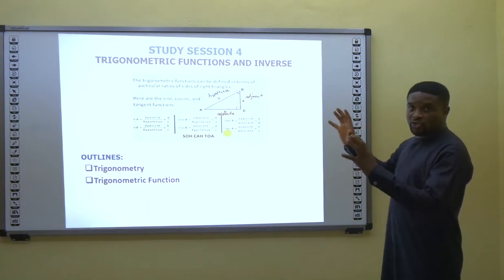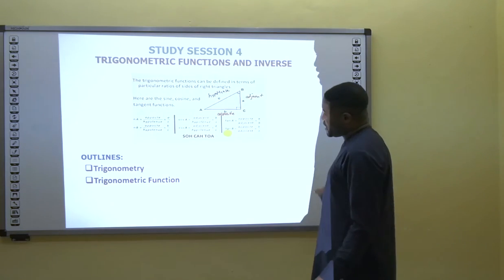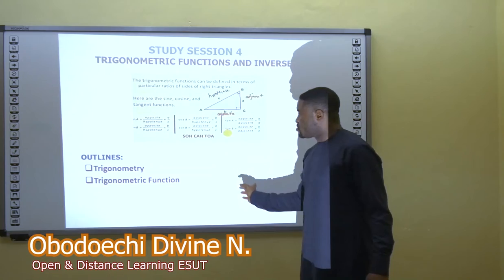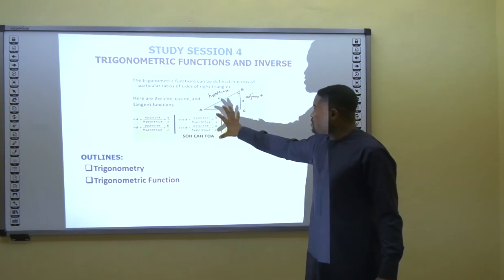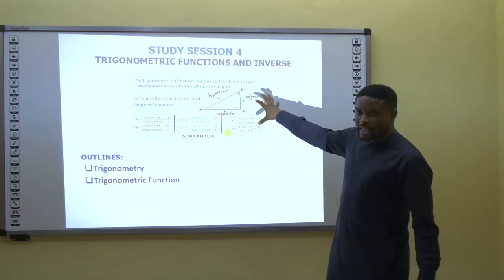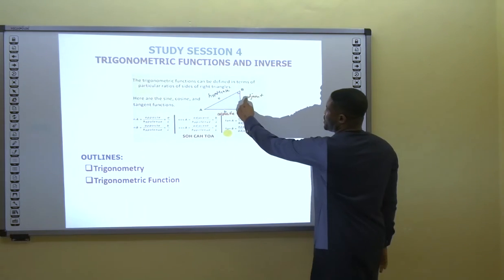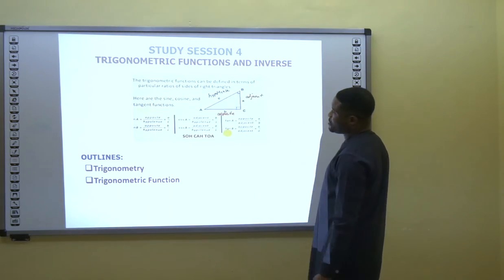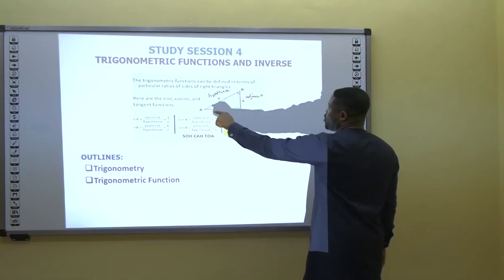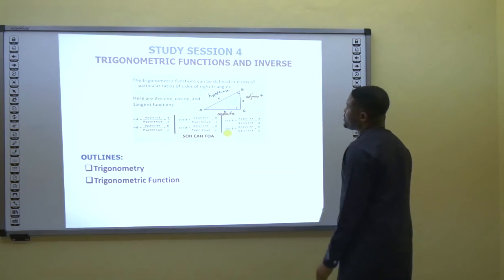Let's look at trigonometric functions and inverse. Now, trigonometric functions and inverse are taken from mathematics and applied to the social sciences, especially in economics. So, like here we said, trigonometric functions can be defined in terms of particular ratios of sides of a right triangle. Within trigonometry, we have what we call the adjacent, the opposite, and the hypotenuse.